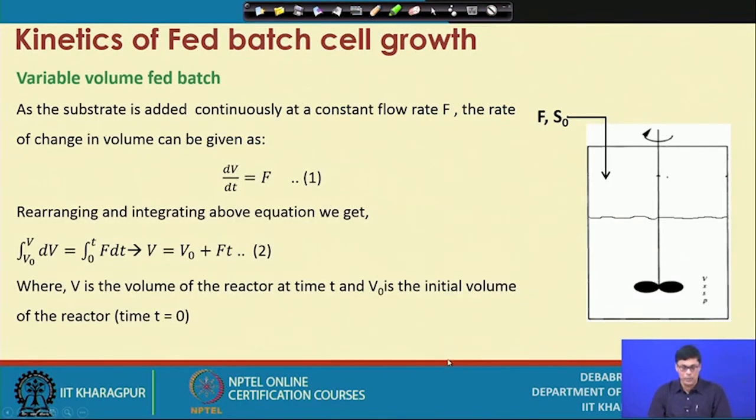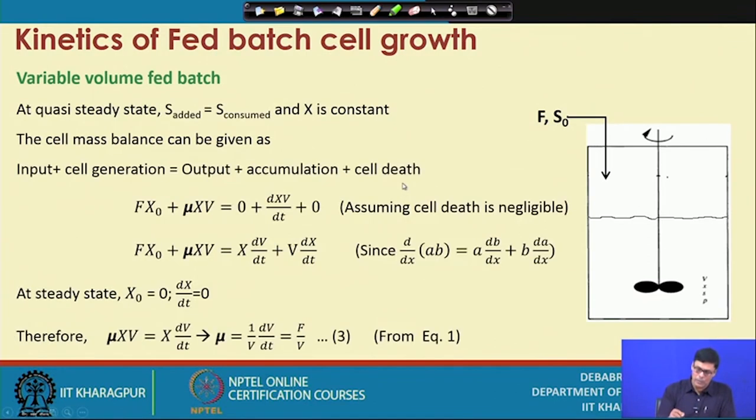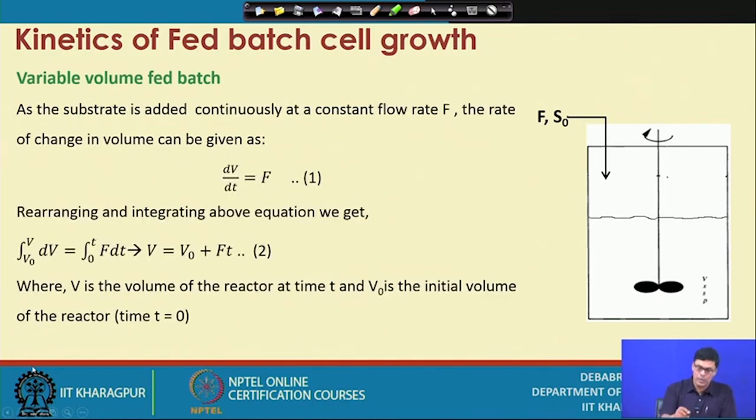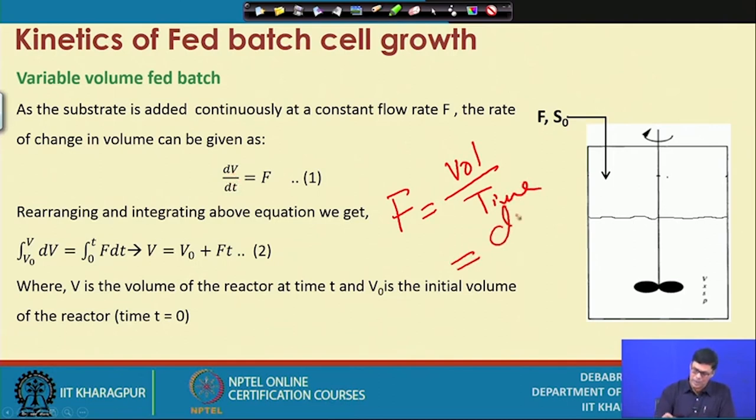Now, the question comes, how do you analyze this system? Now, the rate of flow, that is flow rate, what is the unit of flow rate? Flow rate is equal to volume per unit time. Am I right? So, this is exactly what we have shown here, dV by dt. dV is the change of volume, this is per unit time. This is called flow rate.